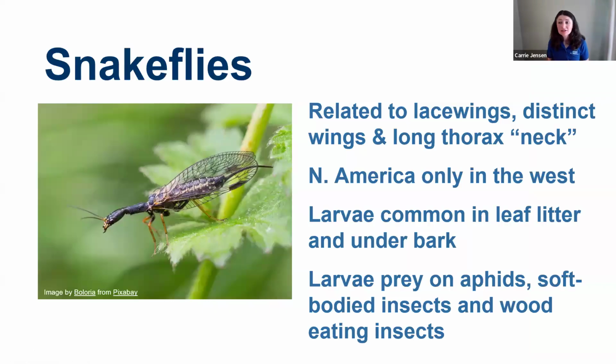Snake flies are related to lacewings. They also have those lacy wings and this long neck, kind of a funny looking, distinct. Once you've seen them, you'll recognize them. They are native to North America, but only in the western states. So here in the Intermountain West, you'll see them. I find them commonly in my fruit trees. They live in the leaf litter and under bark, and they prey on aphids, soft-bodied insects, and wood-eating insects.